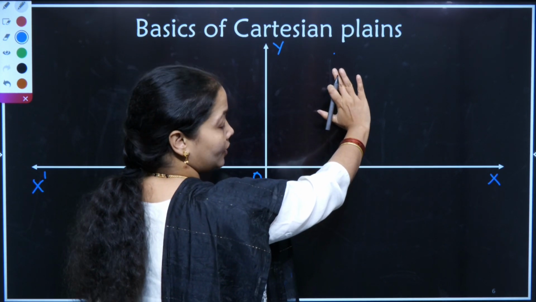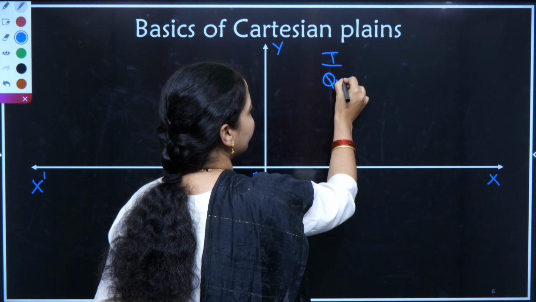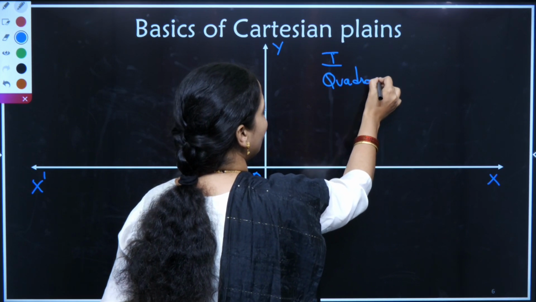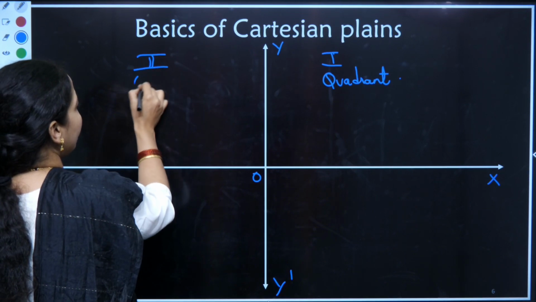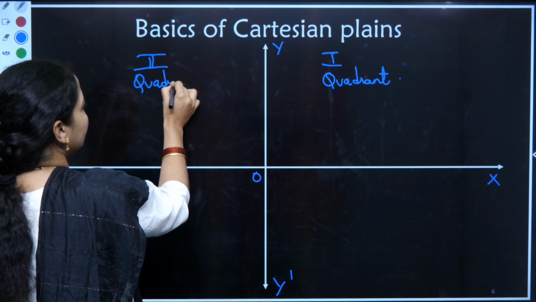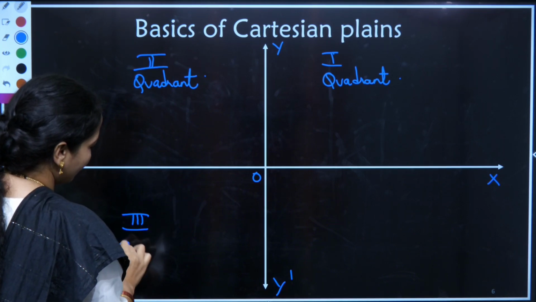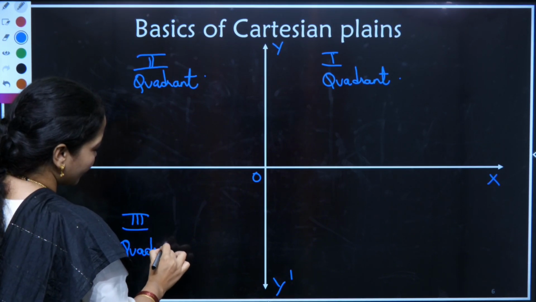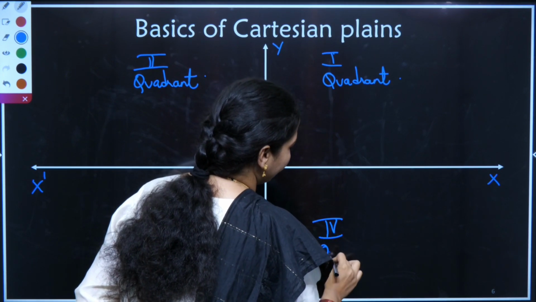The first part on the right corner will always be called the first quadrant. The second part will always be called the second quadrant. Third will be called the third quadrant. And the fourth part will be called the fourth quadrant.